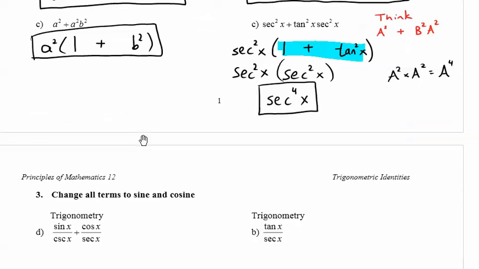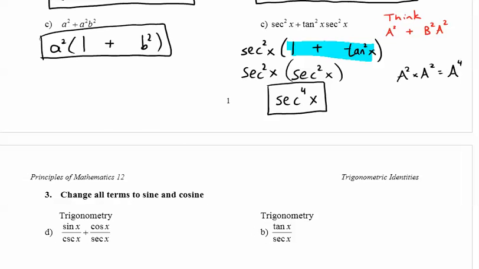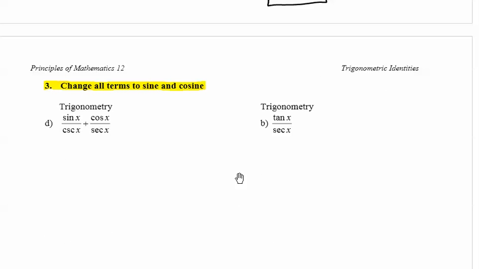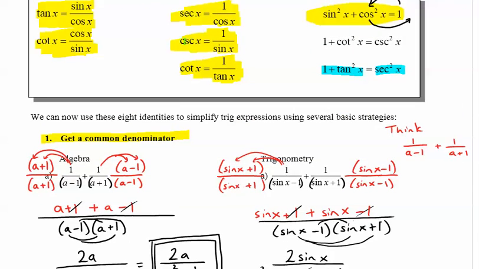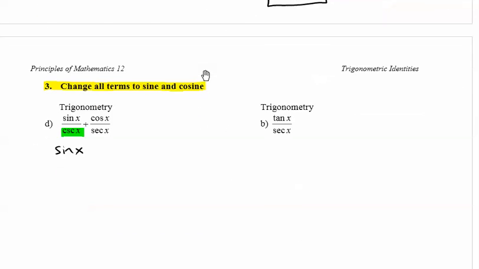Okay, so a third technique we'll use, very useful, is just changing all your terms to sine and cosine. And this is the way I like to solve most of these problems to begin with. Start with this step. So from the top page, cosecant x is the same as 1 over sine x. So instead of cosecant, I'll write 1 over sine. Secant x is the same as 1 over cosine.